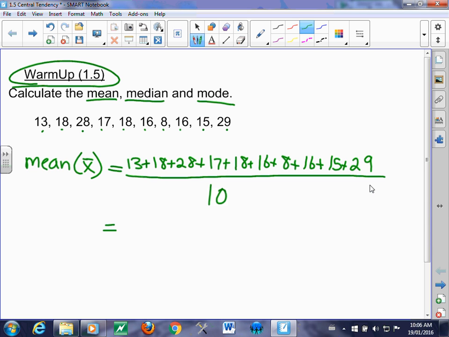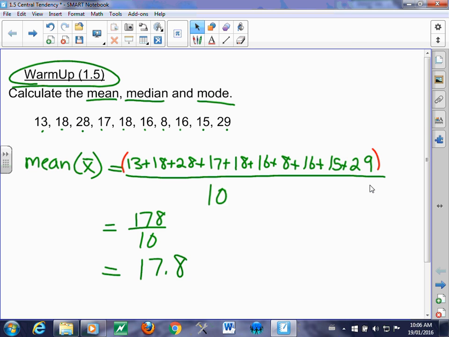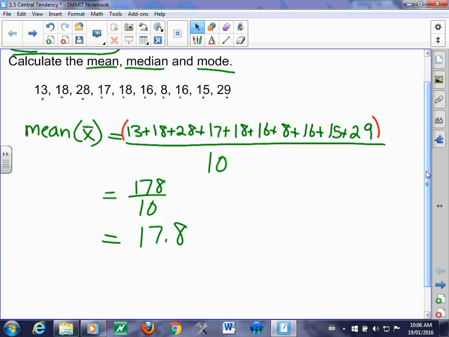So do the sum first. Basically make sure you total that up first before you divide. Okay? So you're going to get a sum of 178 divided by 10, and plug that in your calculator and you're going to have 17.8. So the average number is the mean of 17.8. Okay, so that's the average.